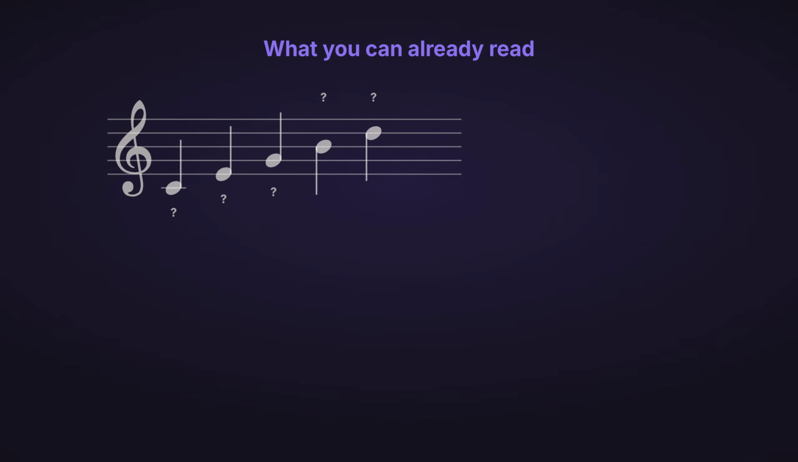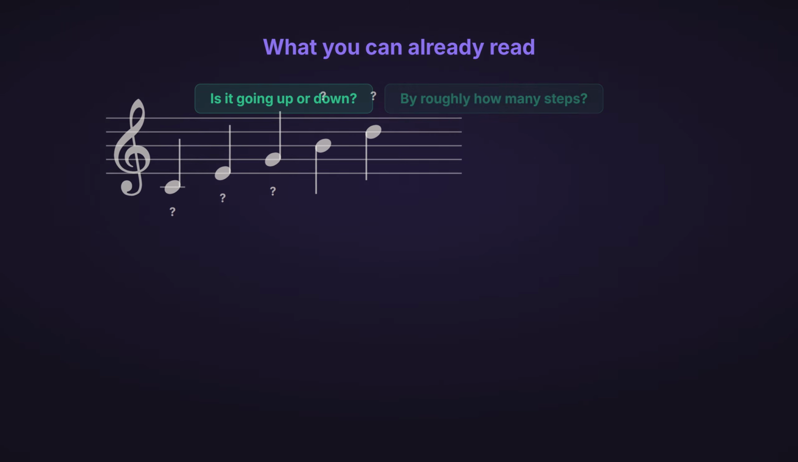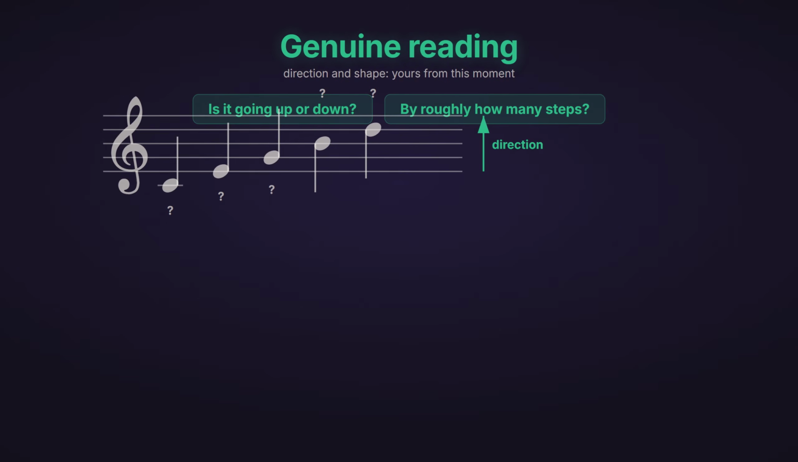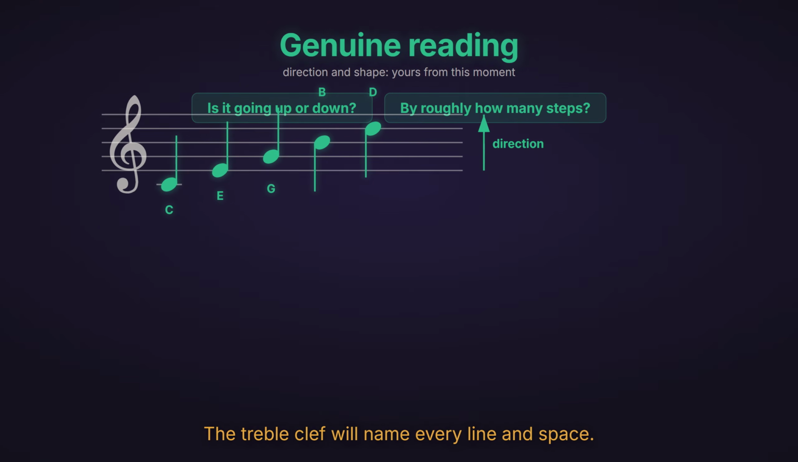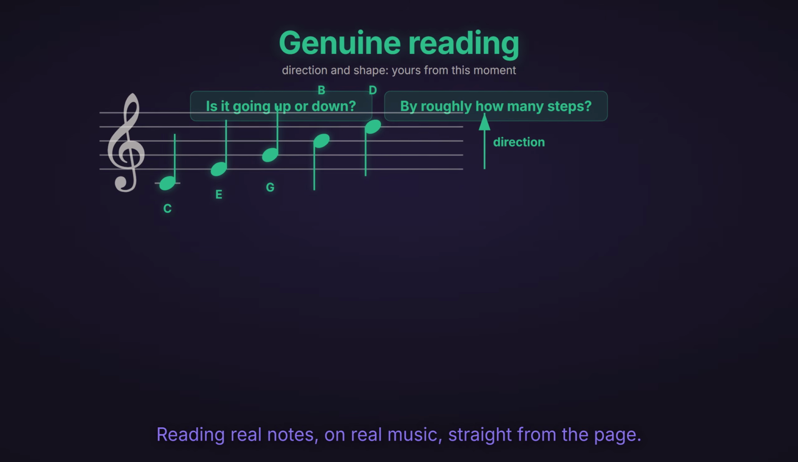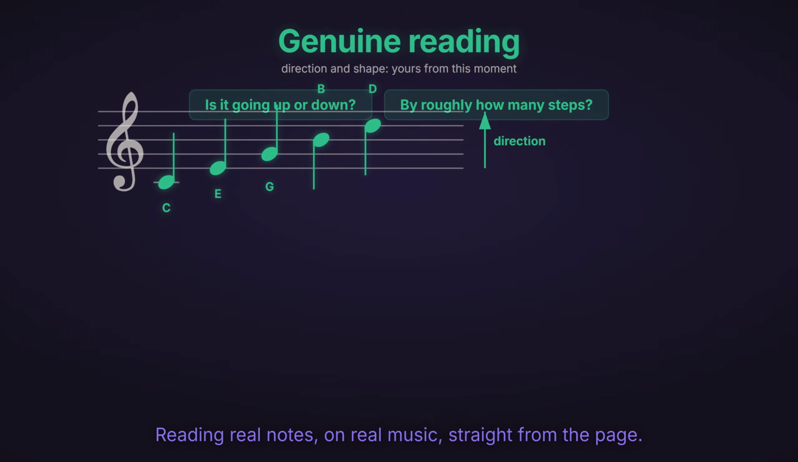So this is where you stand. You can look at any written melody and already answer 2 questions: is it going up or down, and by roughly how many steps? That is genuine reading. The direction and the shape are yours. You are already doing something real. What comes next is the treble clef, which will name every single line and space in the upper half of the piano. Once you have those names, you will be reading real notes, on real music, straight from the page. The entire journey from here is just filling in details on a map you can already use.